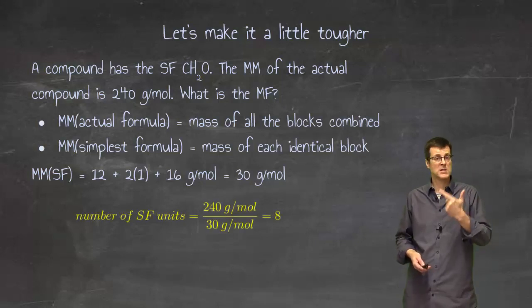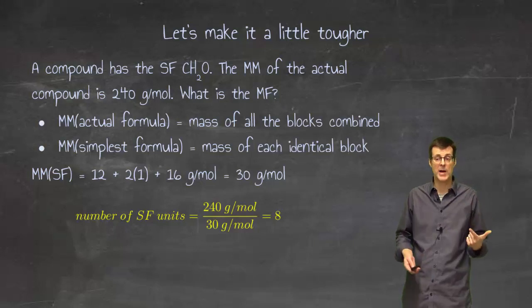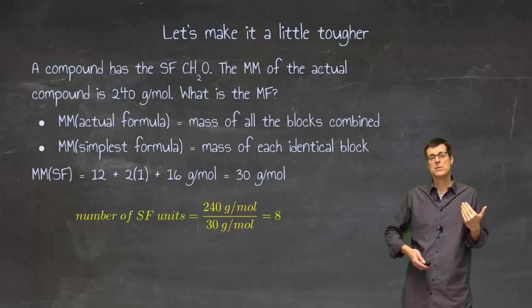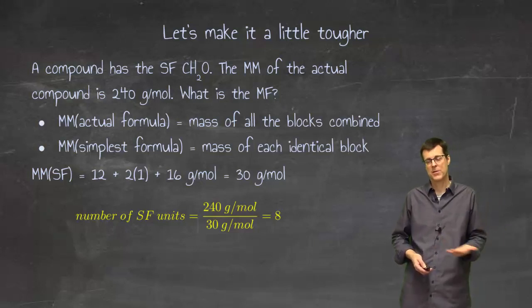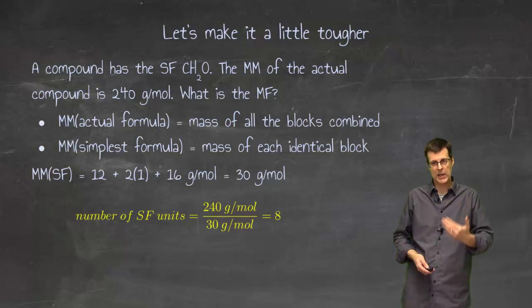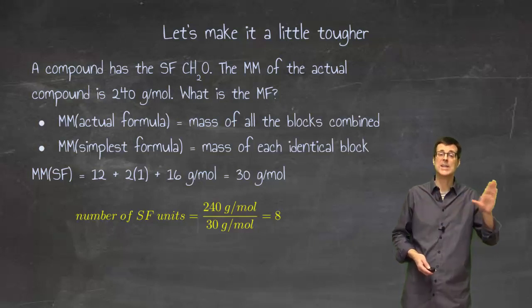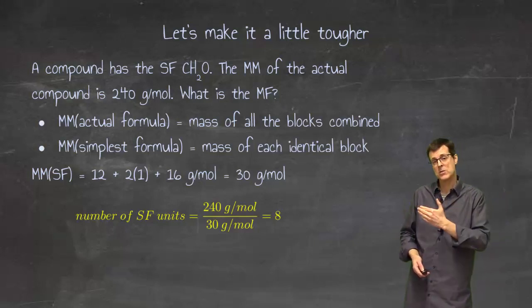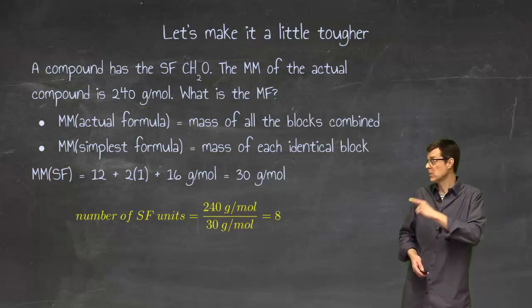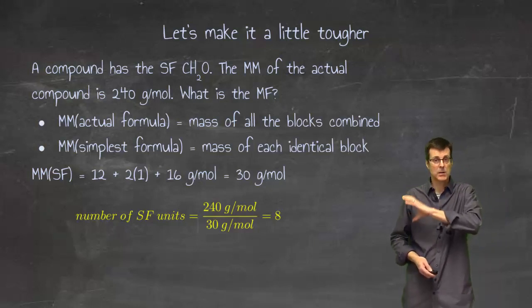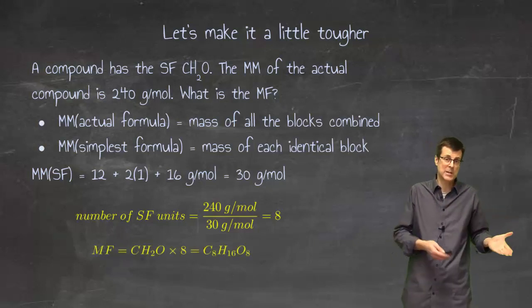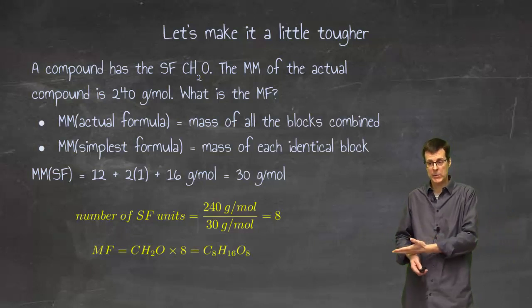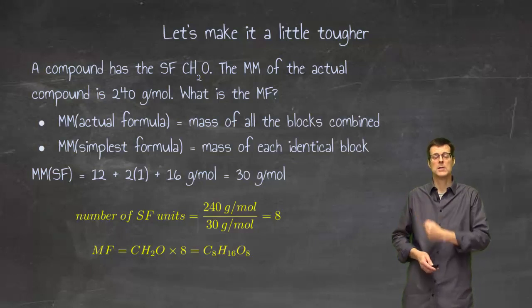So do that. Same thing as before, same thing as the Lego, same thing as the bag of blocks. All of the blocks together, 240, divided by 1 block, because they're all the same, 30, and I get 8 blocks. Now that isn't the final answer, because the question is, what is the molecular formula? But I know that I had 8 of those blocks. So I would take the block, multiply it by 8, and I would get the molecular formula. That is what we're going to be doing.